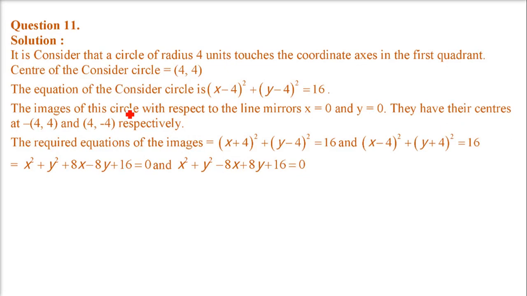Now this is question number 11. Question number 11 is saying a circle of radius 4 touches the coordinate axes in the first quadrant. Find the equation of its images with respect to the line mirrors x equals 0 and y equals 0. So it is the same question we have done just now in quite some detail. I'll just give you an idea that here we have a circle which touches both the axes at 4 and 4 on the x and y axes. So this point is (4, 0), this point is (0, 4).